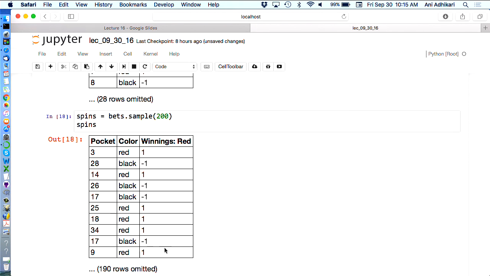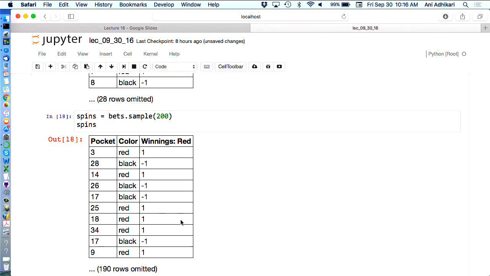So that's what you're seeing here. And here are all the winnings on red. This is, if you like, our sample of size, how many did I draw? 200. This is a sample of size 200, but you're not interested in the string of 200 ones and minus ones. What you are interested in is a combination of those ones and minus ones, just the sum. How much money did you make? And that's what we simulated.